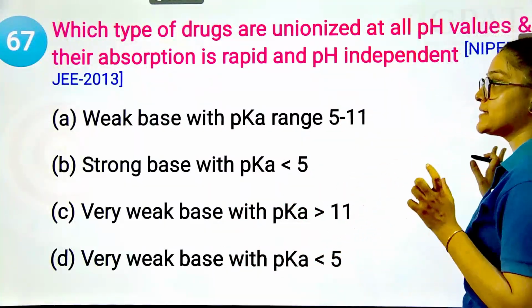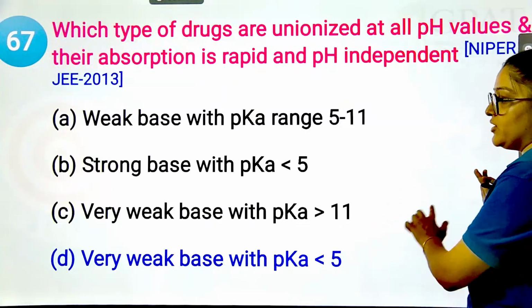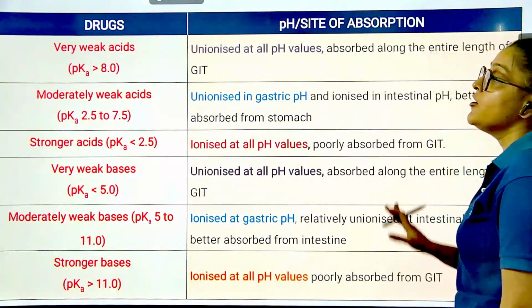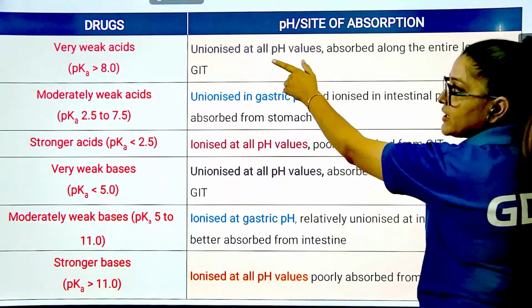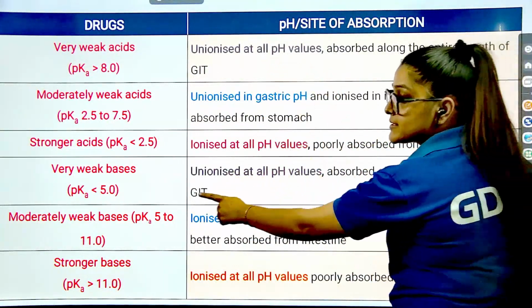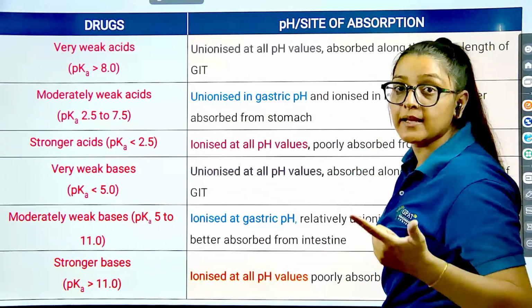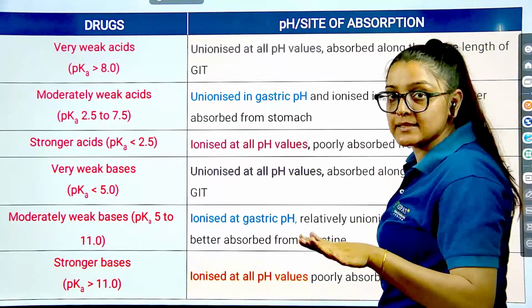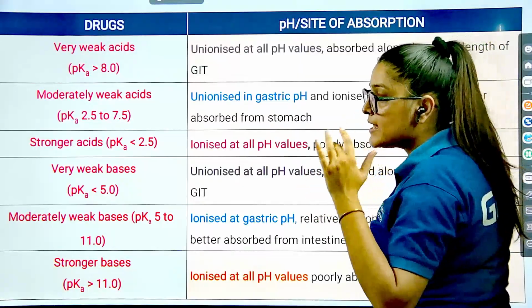But the weak bases are going to be unionized. Okay, very weak bases are going to be unionized. You can spot this table again for the very weak acids and very weak bases, right? See, the pK is relevant to the acidity and basicity. pK is inversely proportional to the acidity. That means if a drug has higher pK, the acidic nature will be lesser.